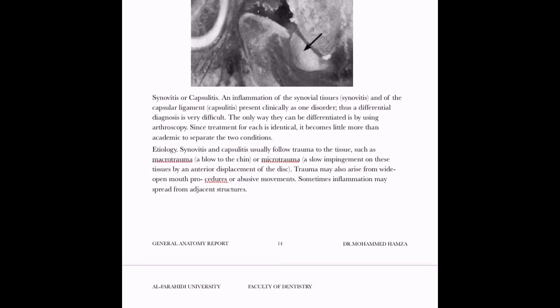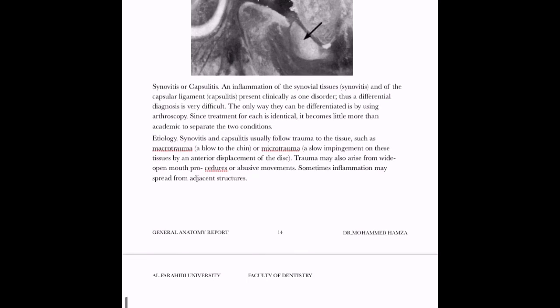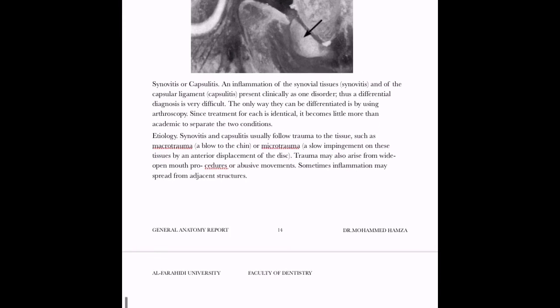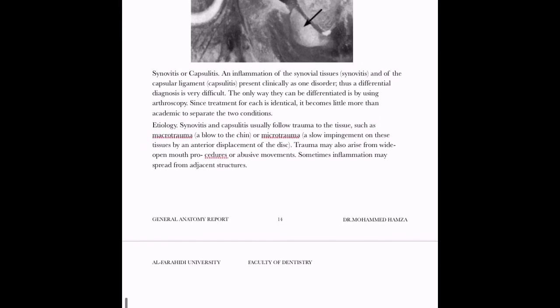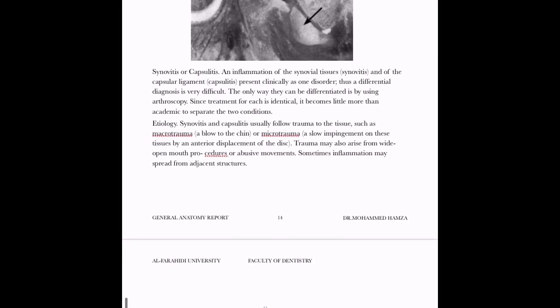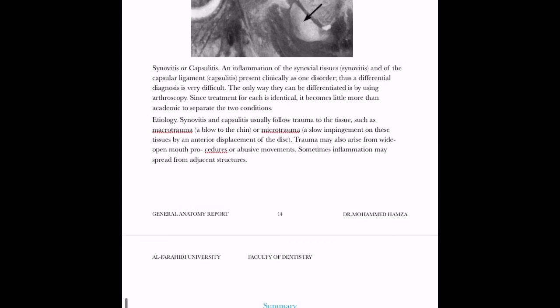Inflammatory joint disorders are classified according to the structure involved: synovitis, capsulitis, retrodiscitis, and arthritis. Several associated structures can also be inflamed. Synovitis is inflammation of the synovial tissue, and capsulitis is inflammation of the capsular ligament, and they present clinically as one disorder. Thus, a differential diagnosis is very difficult. The only way to differentiate them is by using arthroscopy. Since treatment for each is identical, it becomes little more than academic to separate the two conditions.